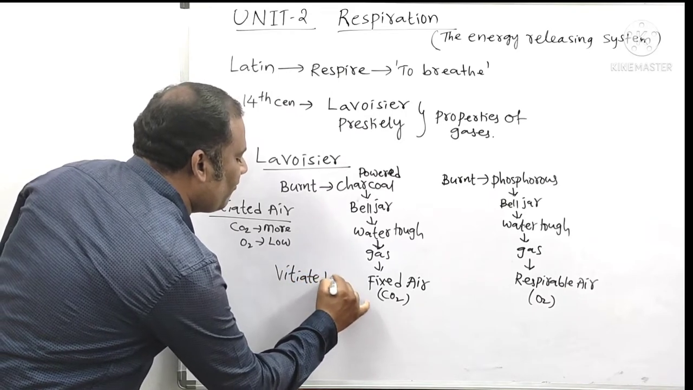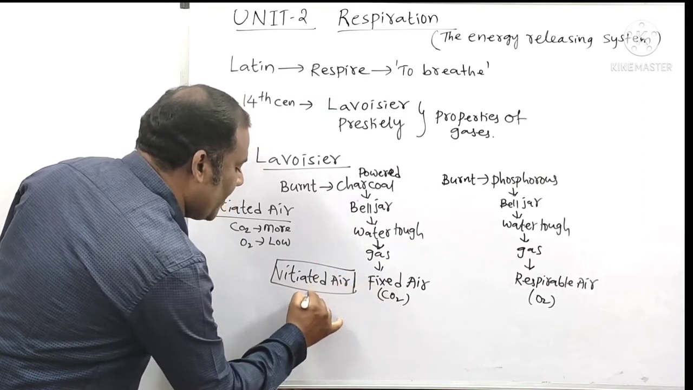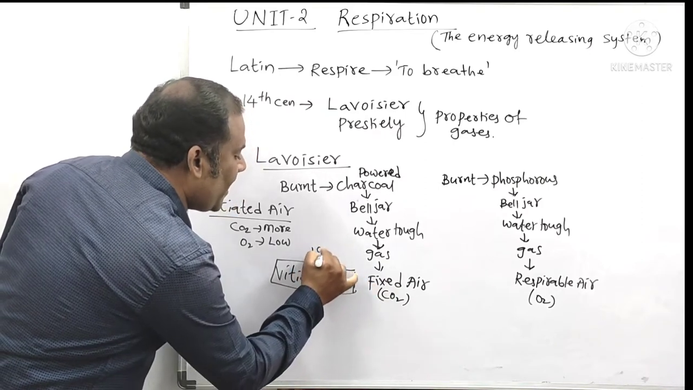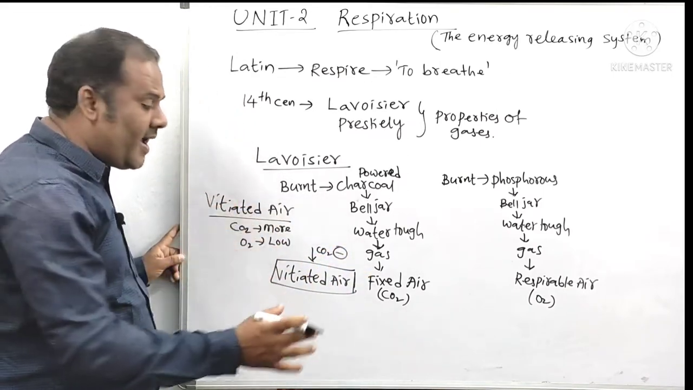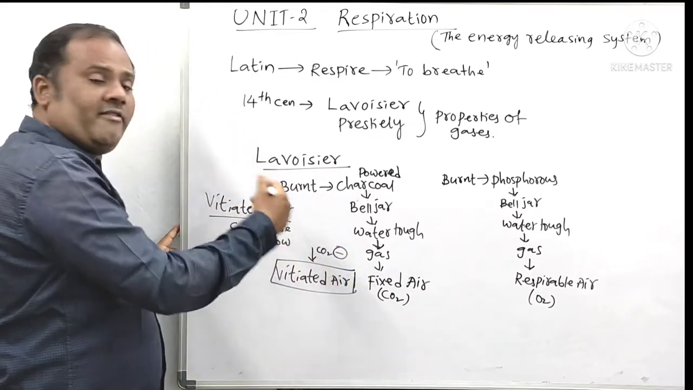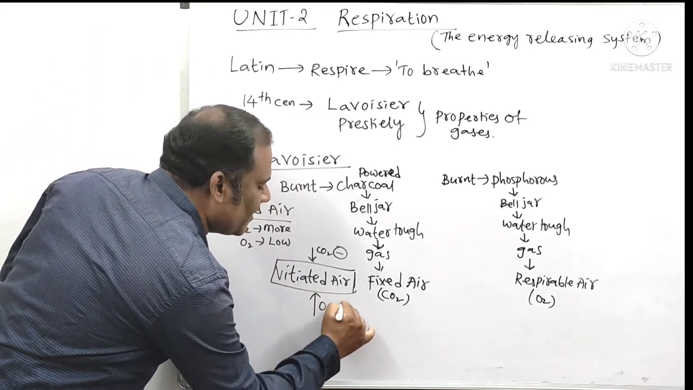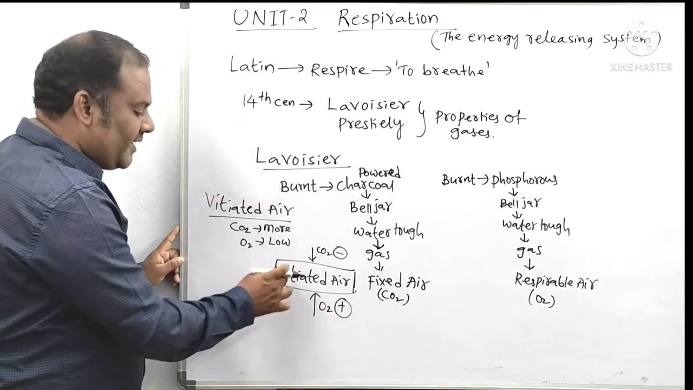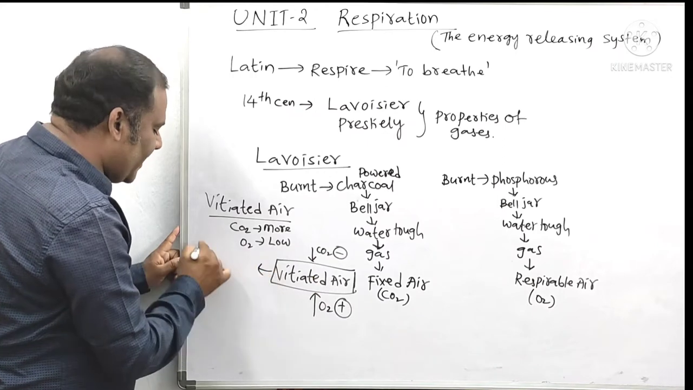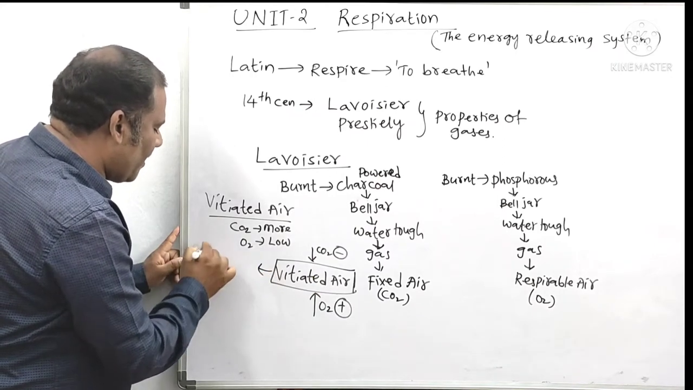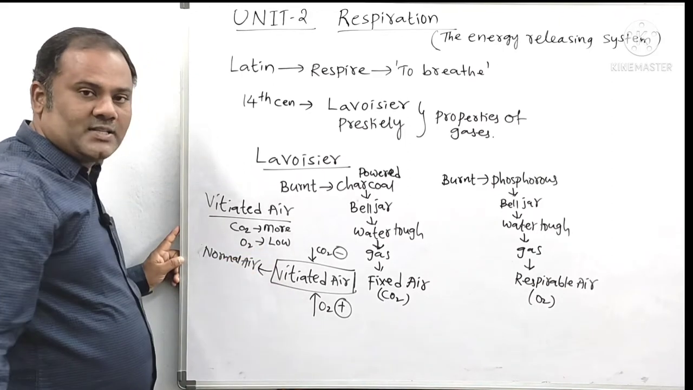For the vitiated air, we have to remove the extra amount of carbon dioxide present in it, and at the same time, we have to add oxygen. So what will happen? By adding oxygen and removing carbon dioxide, this vitiated air becomes normal respirable air. It becomes normal air.